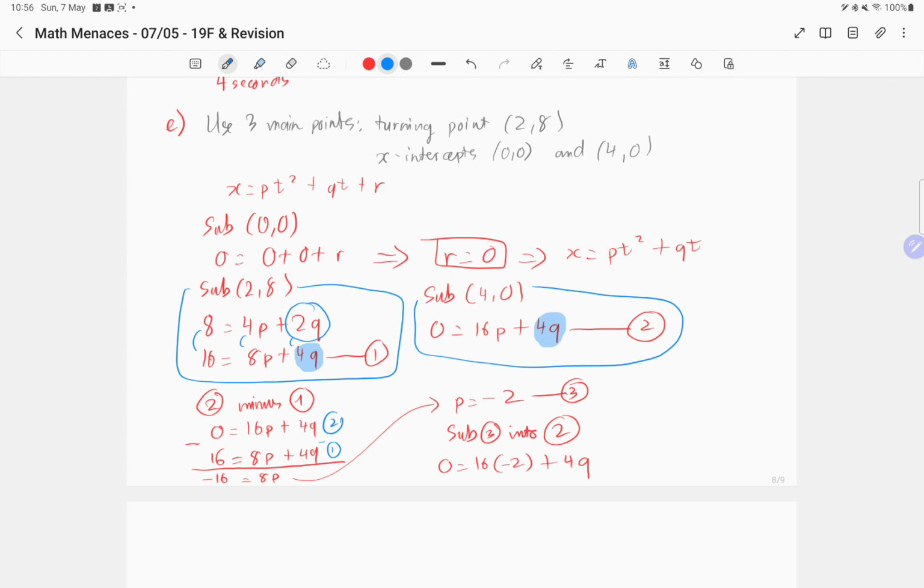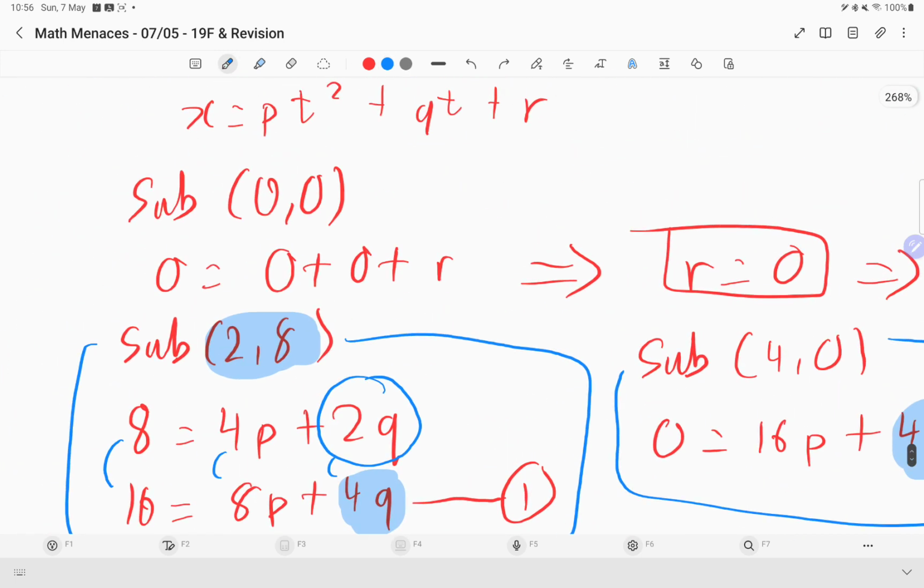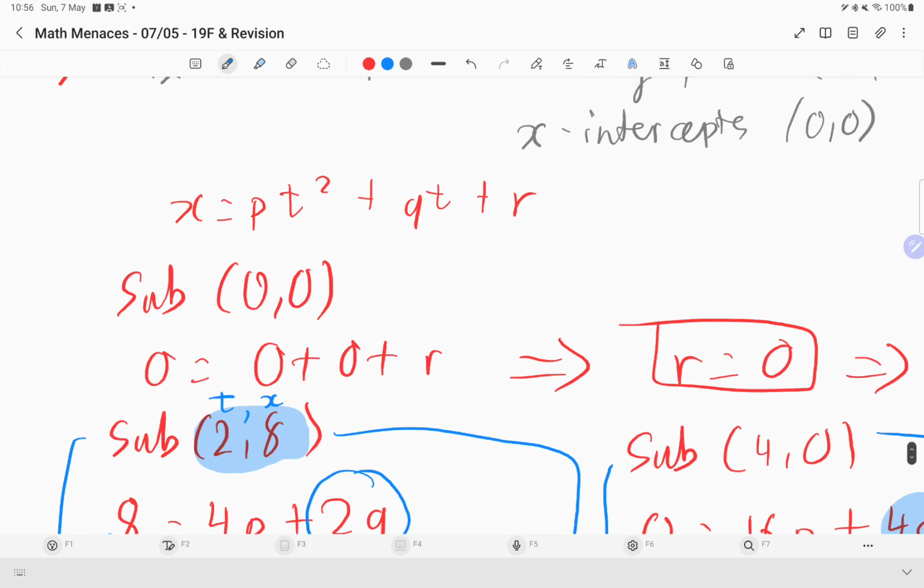Right, Sarah, any question? How did you get 4p and 2q? You're just substituting the point 2, 8 into the main equation, which is this one here. So 2, 8 means t equals 2. Or to zoom in, this is the t value, right? And then this is the x value, right? So when time equals 2, it's like saying p times 2 squared, and then plus q times 2, right? And then r is 0. And then the x value is 8.